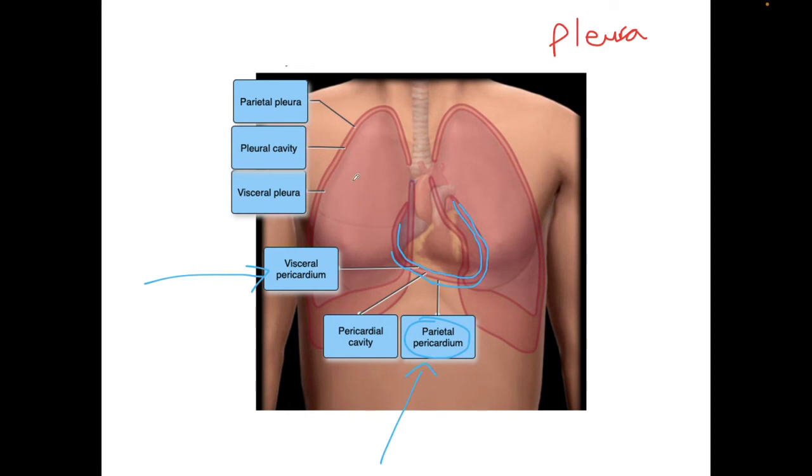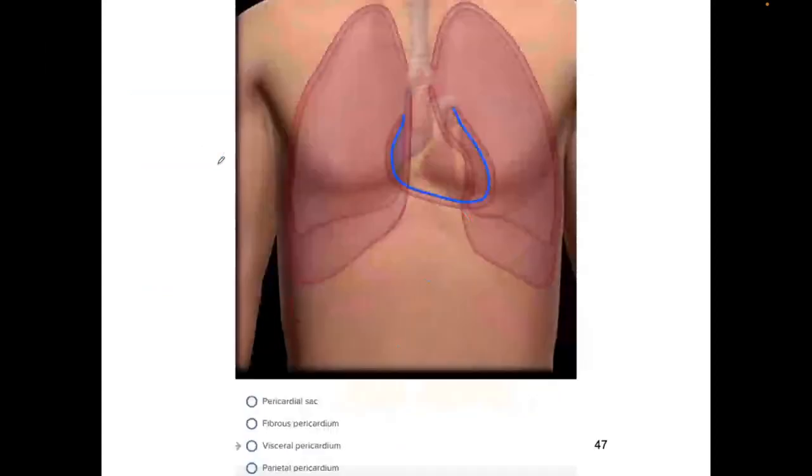Same exact concept. Let's look at the lungs. Lungs are always pleura. So if we follow the part here that's touching the lungs itself on the inside portion, that part is the visceral pleura. When we look at the part on the outside lining the wall, that's the parietal pleura. In between the parietal pleura and the visceral pleura is the pleural cavity that will have pleural fluid.